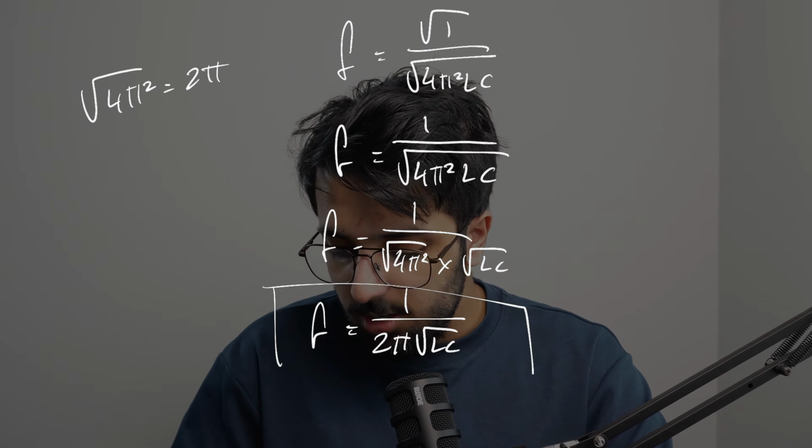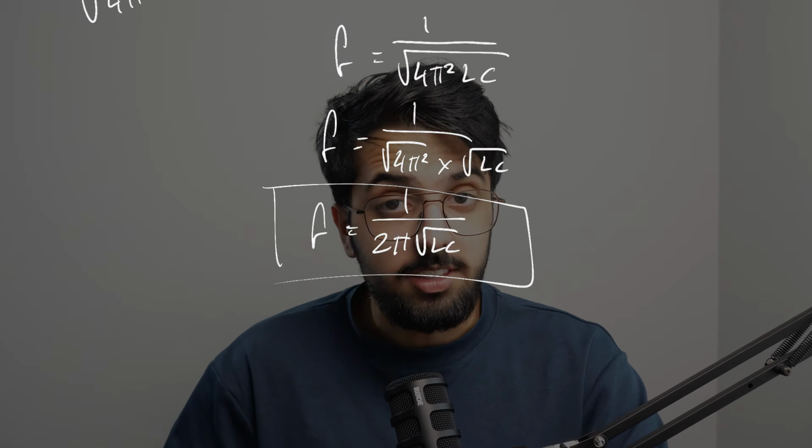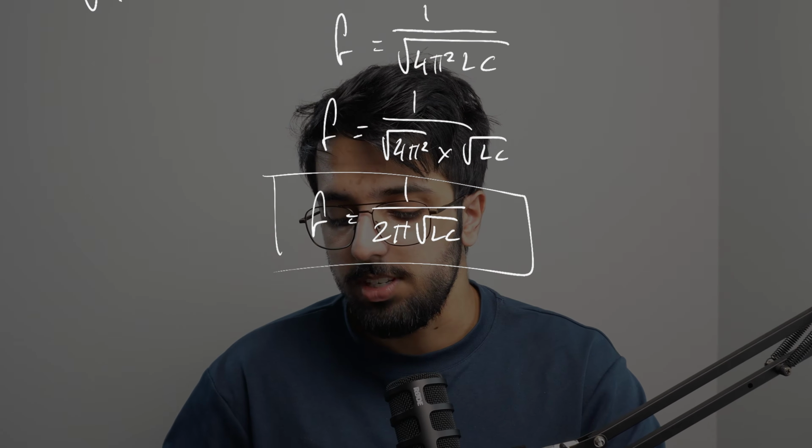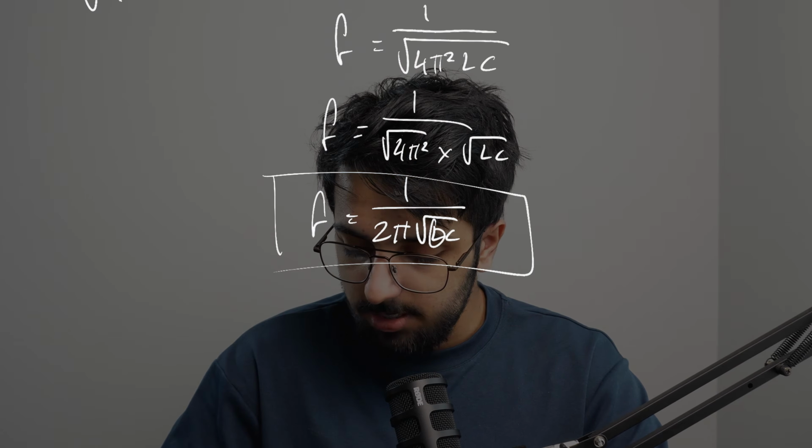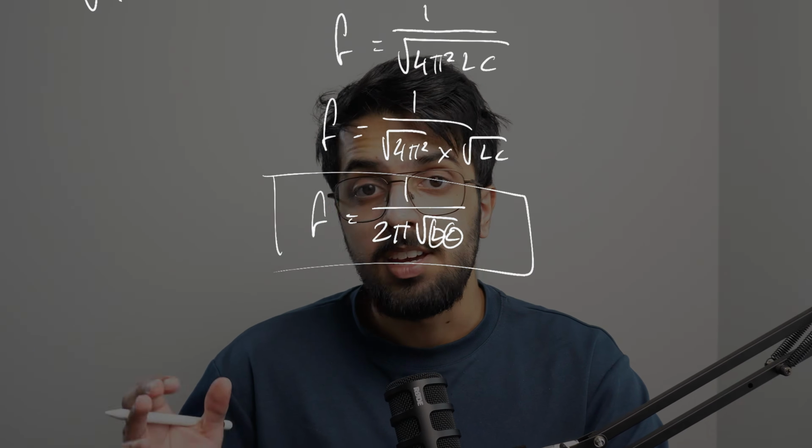And this is the equation that we would use to find the frequency that our particular circuit is going to resonate at. As you can see, it depends on the capacitance and the inductance of the capacitor and the inductor. Okay, and that will be it for resonance in AC.